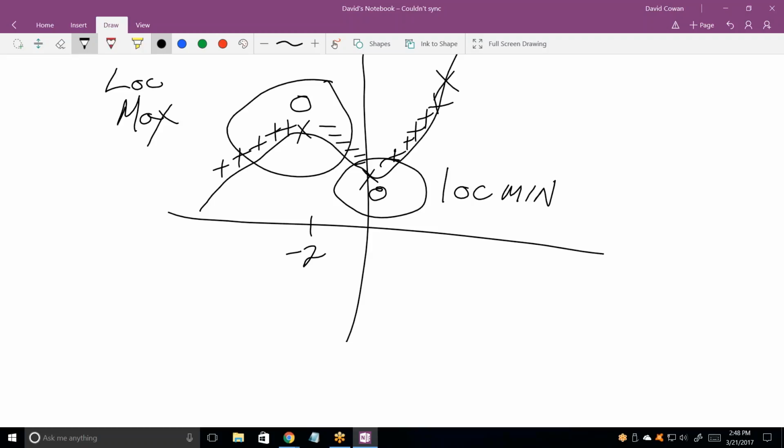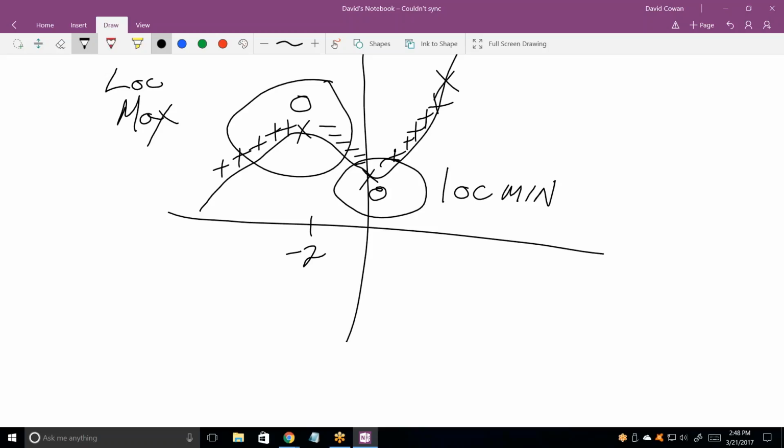In other words, if you're to the left of the 0 and your slopes are positive, remember your slopes are the first derivative, and it comes out of the 0 negative, then you're looking at a local maximum. If it's the reverse, you're looking at a local minimum.